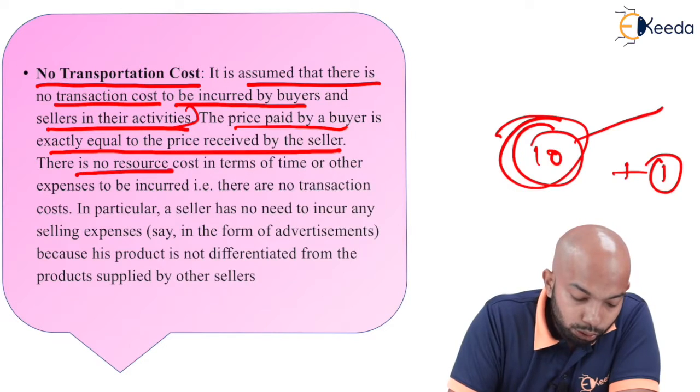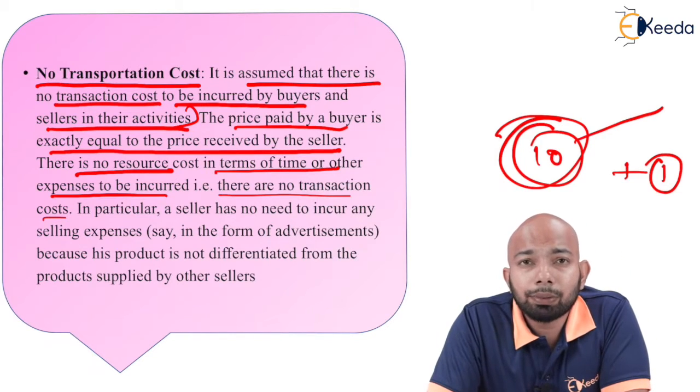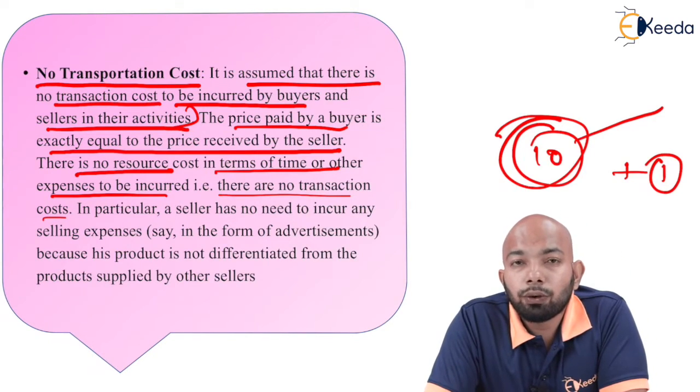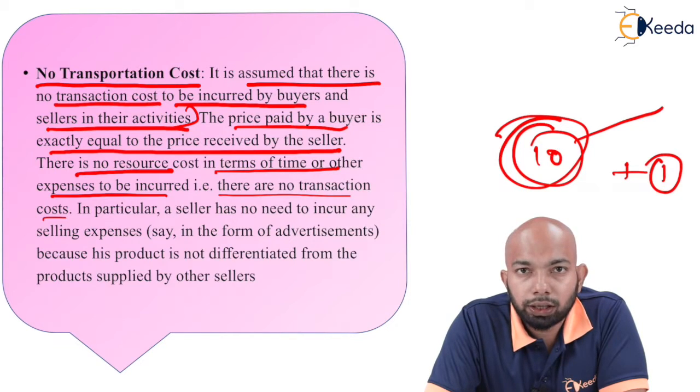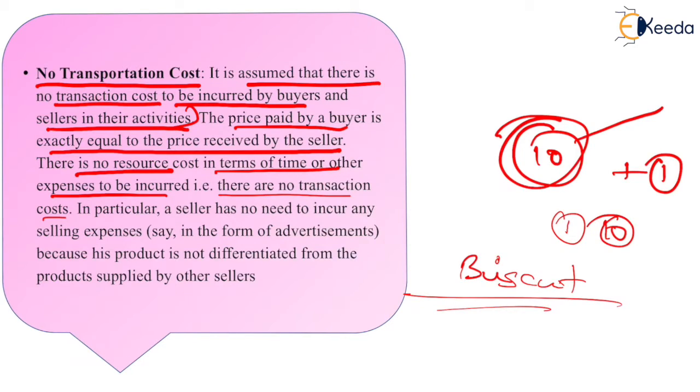Hence, there is no resource cost in terms of time or other expenses to be incurred. That is, there are no transaction costs. Let's take an example. You call for certain things at home. There is a shop underneath your house, and you know this shop will deliver the goods to your house. Will you pay him 1 rupee or 10 rupees additional on top of all the goods? You must have taken certain biscuits, certain breads, anything. Any general store things you must have taken there.